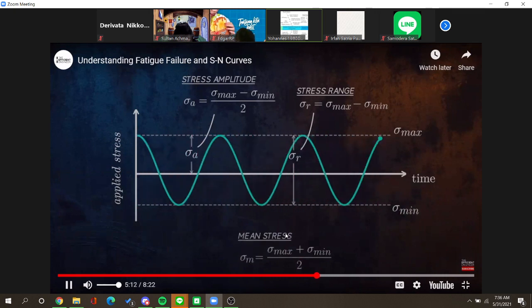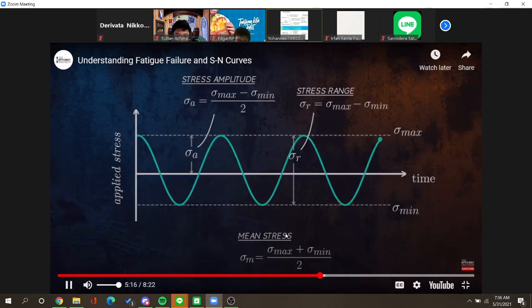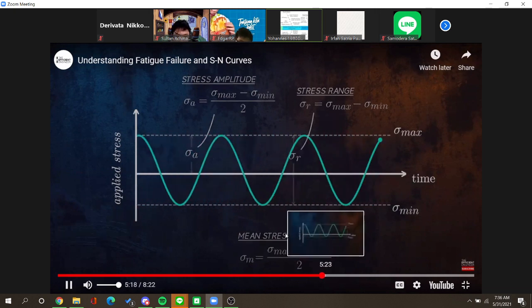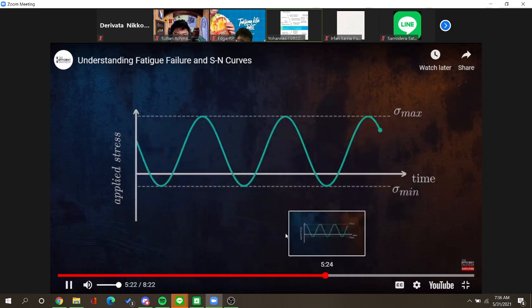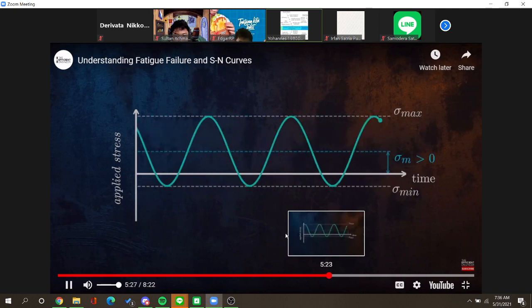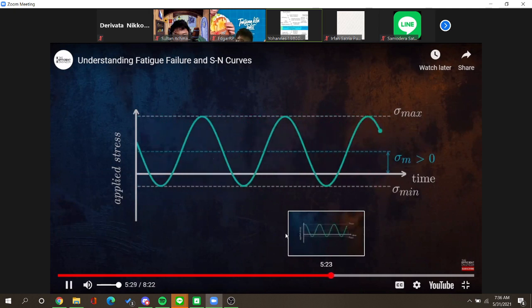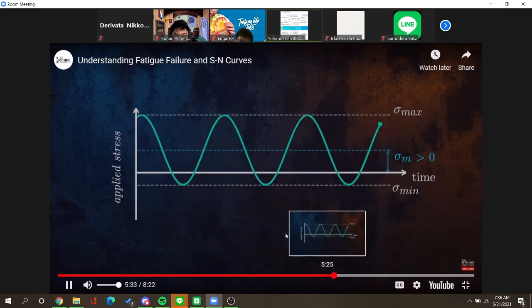The mean stress is the average of the maximum and minimum stresses. In this case, the mean stress is 0. But this is only one very specific type of loading. In some cases, we might have a mean stress which is not equal to 0, as shown here. This mean stress will have an effect on the fatigue life. A tensile mean stress will typically result in a shorter fatigue life.